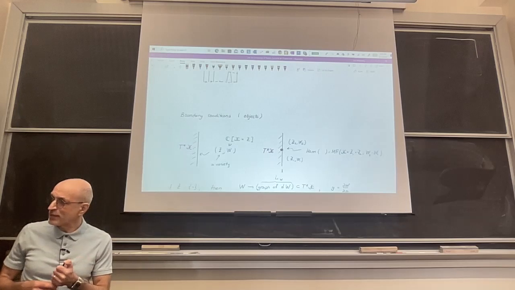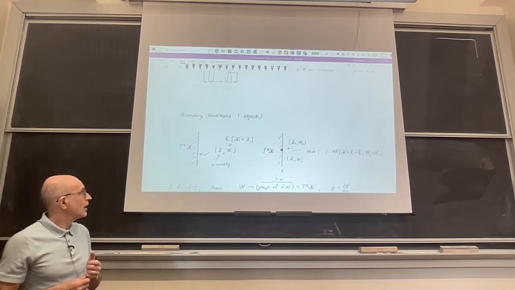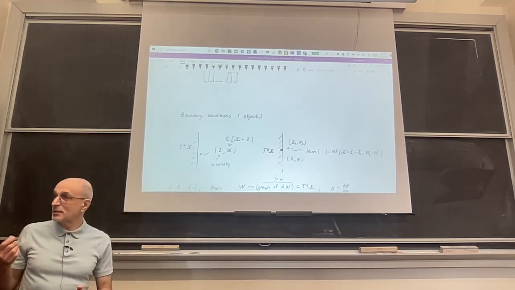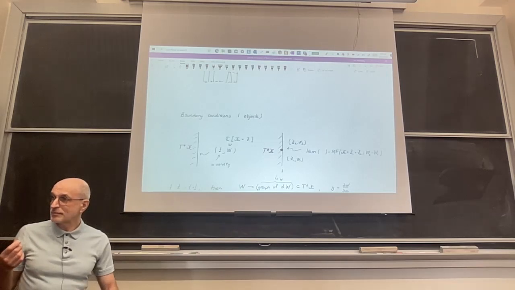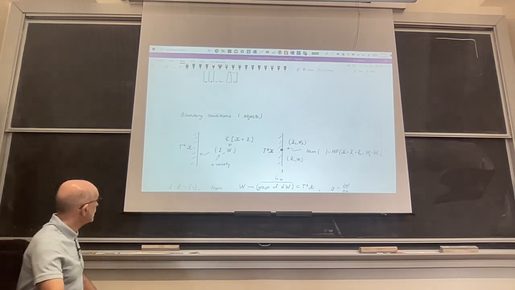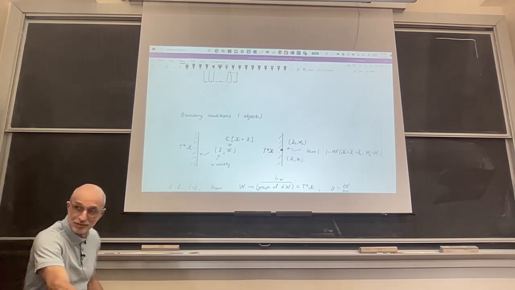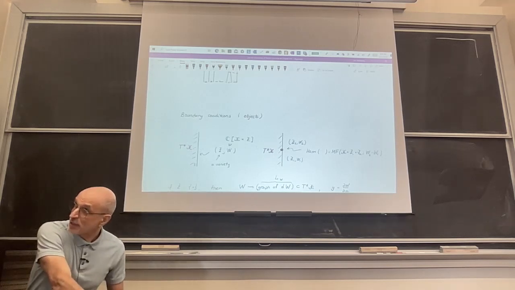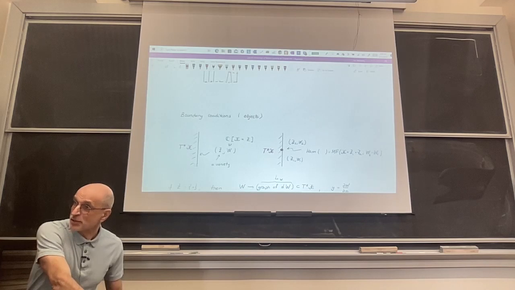We only need a two-dimensional theory. We will study ordinary B-branes in a two-dimensional sigma model. Sorry, this is a three-dimensional one. So if it were two-dimensional, you would have here a coherent sheaf. But since it's three-dimensional, it's something else.